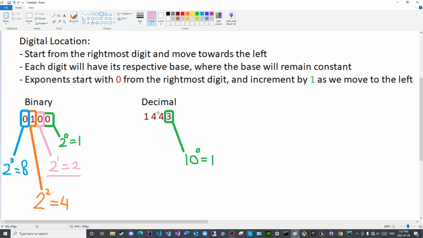What is the name of this second digit? This is 10 because the base is constant, to the power of 0 plus 1, 10 to the power of 1, which is equal to 10. So this is the tens digit. What is the name of this digit? This digit is at the following location.